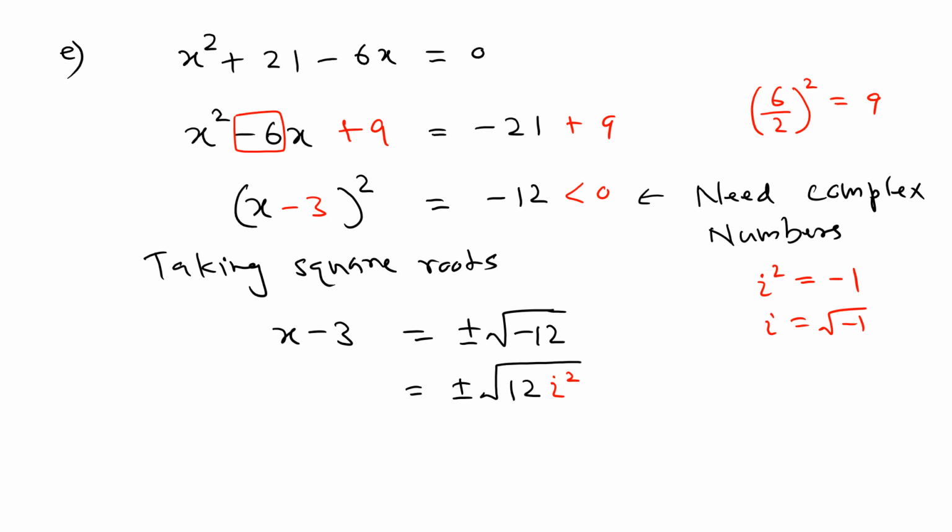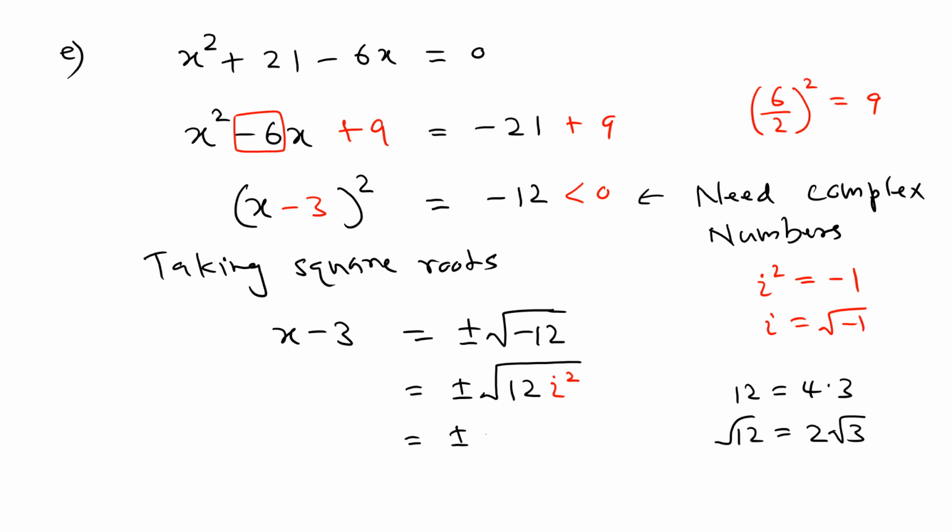We know that 12 is 4 times 3. That means the square root of 12 is, taking the square root of each term, the square root of 4, which is 2, and the square root of 3, which is square root 3. So we can write it like that. That's much better. So that means your final answer, you can write like this, plus or minus.